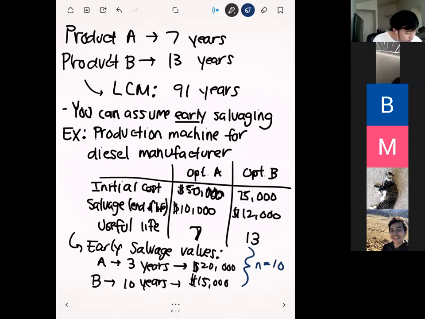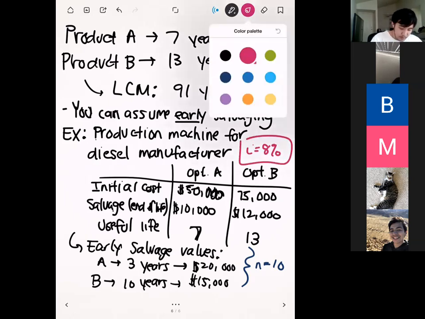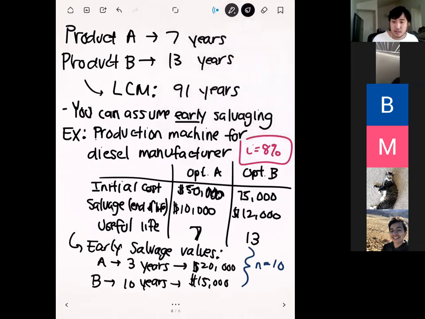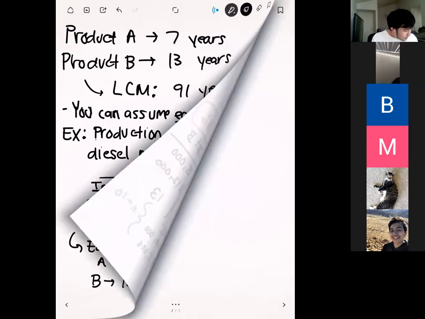Oh, we need an interest rate. Interest rate is 8%. All right, any questions on the problem setup and how we're going to go about doing this? Okay. So let's go ahead and get started.